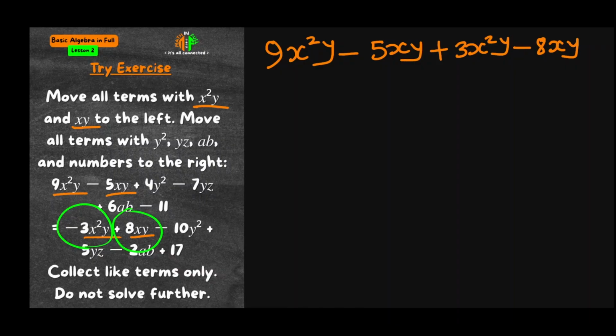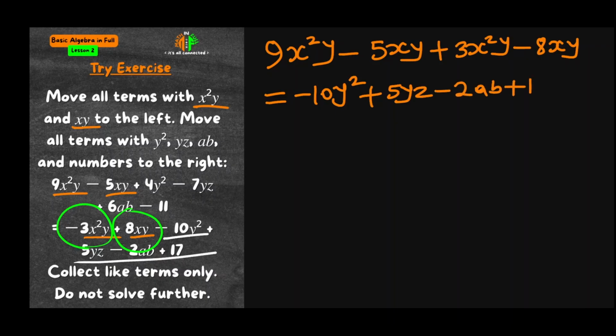Now let's go to the right. All the other terms we move to the right. What are the terms that are already on the right? These are the ones already on the right. So let's write them first. So that gives us equal to minus 10y squared plus 5yz minus 2ab plus 17.